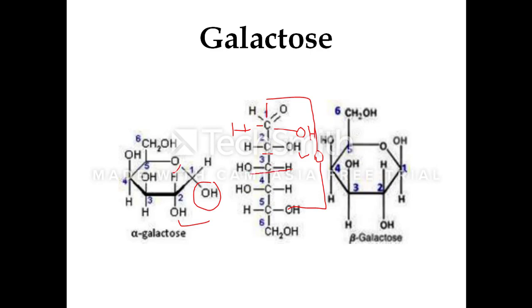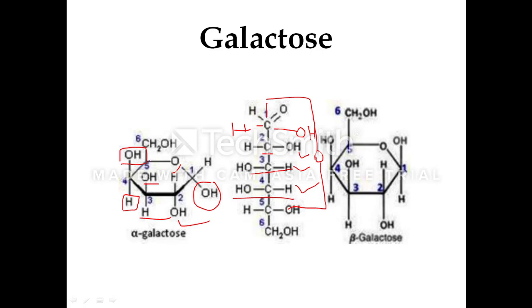Then at the C3 carbon atom, we have the H towards the right side, so you write the H towards the downward end of the Haworth ring and OH upward. Similarly, at the C4 carbon atom, you have the H towards the right side, so H towards the downward end of the Haworth ring and OH towards the upward end.